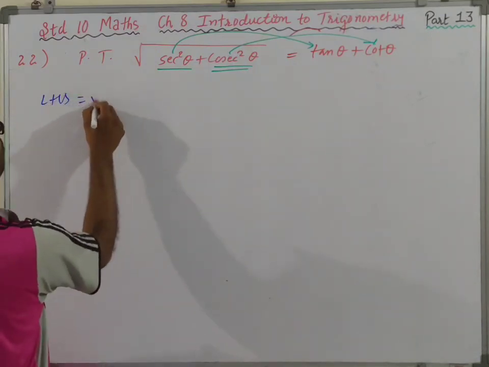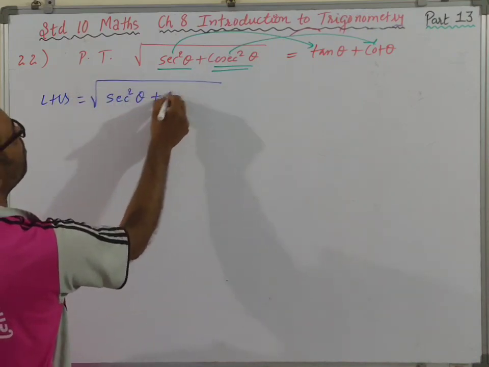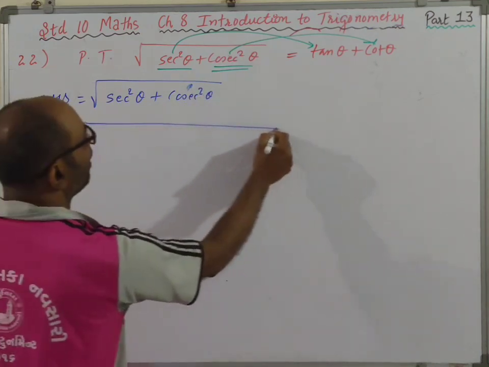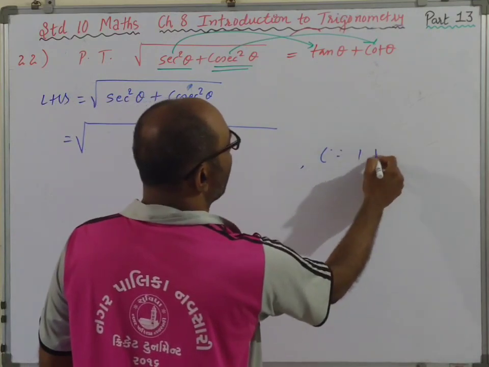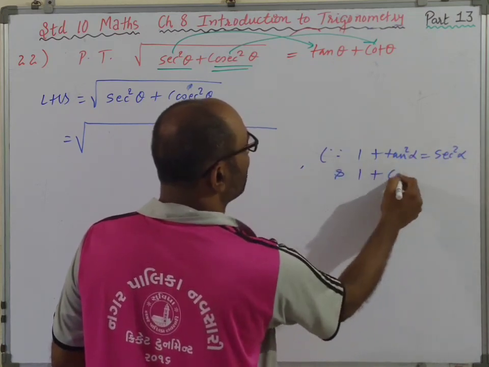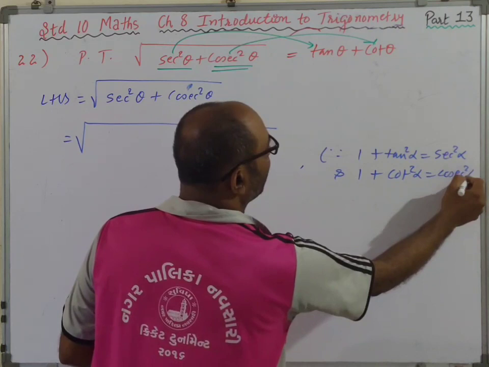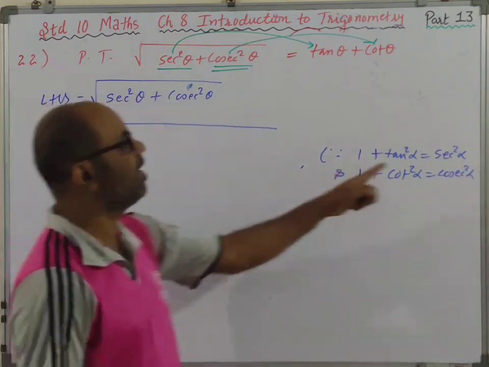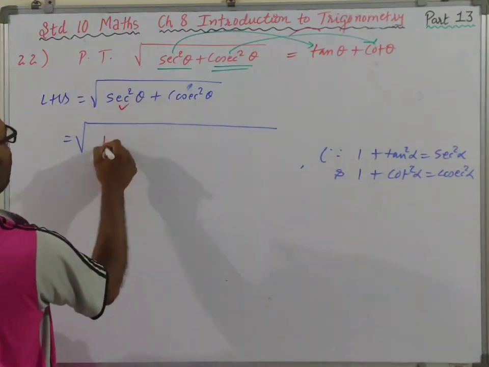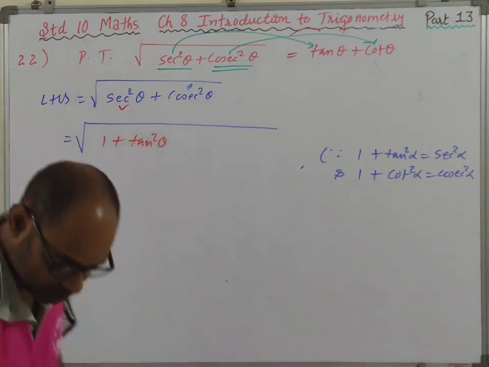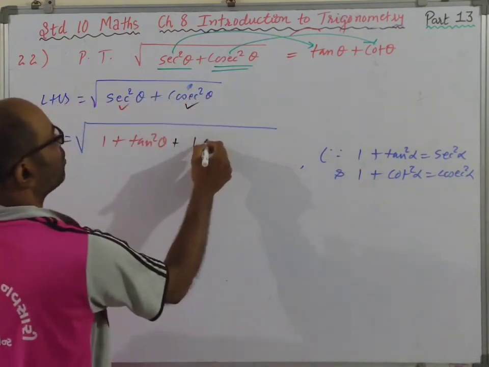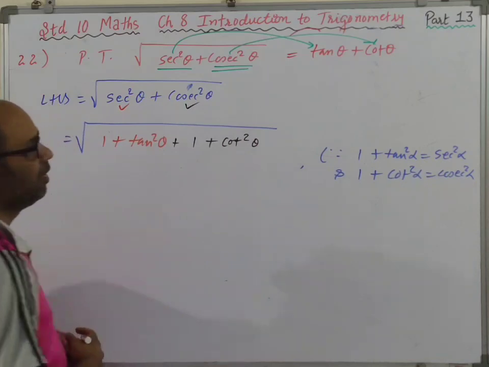Left hand side, square root of sec square theta plus cosec square theta, that is equal to square root of, it will be a little longer, because 1 plus tan square alpha is equal to sec square alpha and 1 plus cot square alpha is equal to cosec square alpha. See, what is sec square? Look, sec square is 1 plus tan square. So for that I am writing 1 plus tan square theta. Well, it is plus, so I wrote plus, and cosec square is 1 plus cot square, so 1 plus cot square theta.